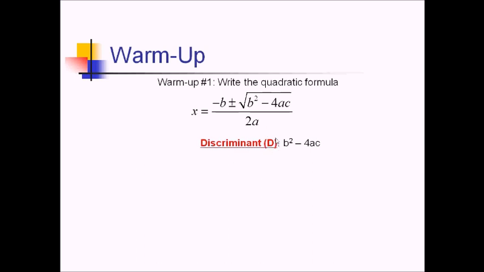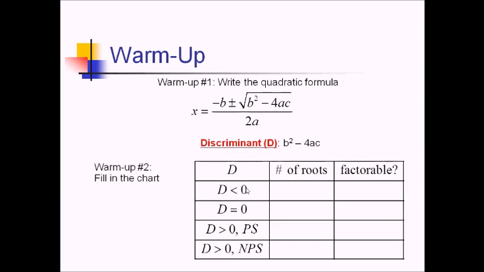Now, this discriminant is just the stuff inside this radical, the b squared minus 4ac. It doesn't include the radical. So for our second warm-up, yep, there's another one. Here's a chart I'm going to have you fill in. In this chart, I have given you 4 different cases for the discriminant. First, negative discriminant. Second, discriminant of 0. And the last 2 cases, we have a positive discriminant, but in one case we have a perfect square, and in the second case, we have a non-perfect square.